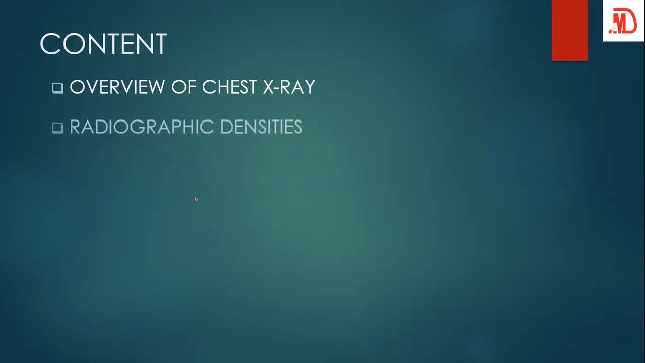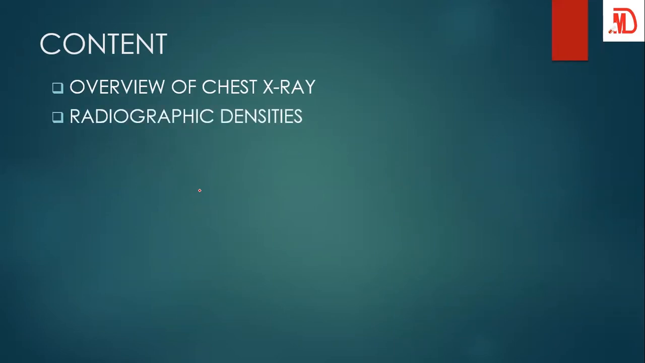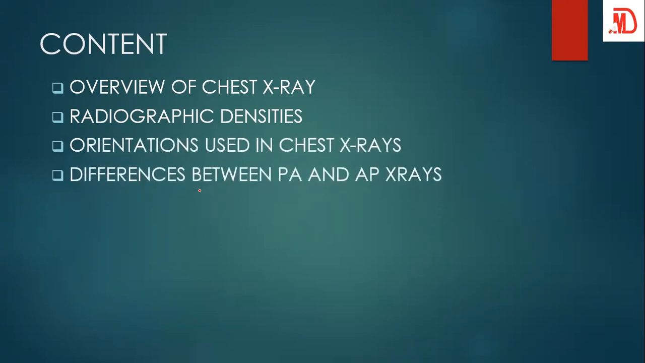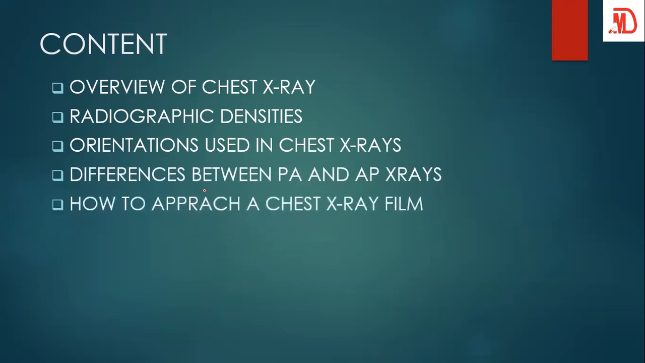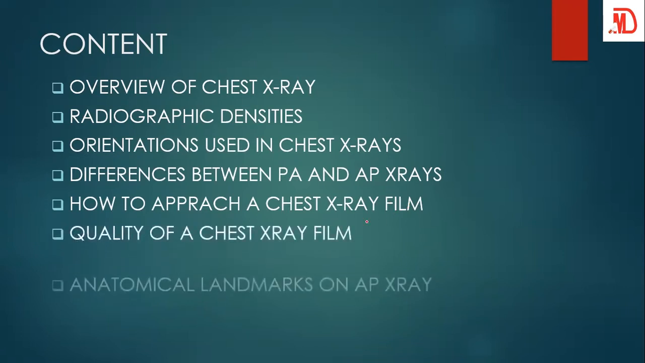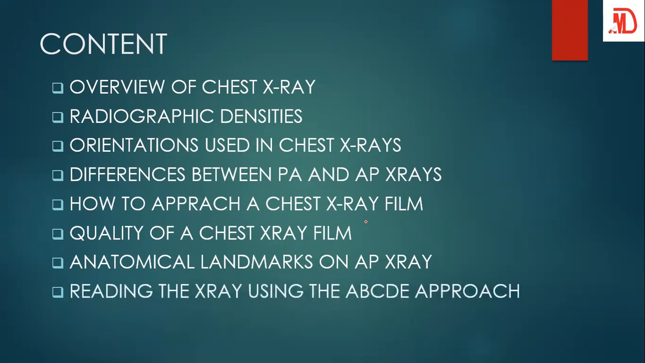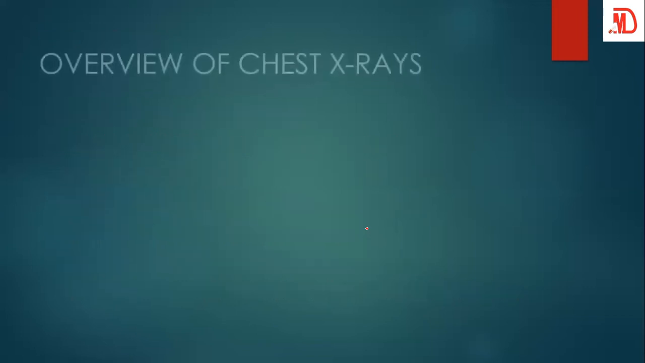All right. So in this presentation, we'll be talking about an overview of the chest x-ray. We'll talk about radiographic densities, orientations that are used in chest x-rays, differences between PA and AP x-rays, how to approach a chest x-ray film, quality of a chest x-ray film, anatomical landmarks on an AP x-ray, and then finally we'll talk about reading the x-ray using the ABCDE approach. So at the end of the day, you should be able to know all of these things. I believe you're getting excited, right? So am I.